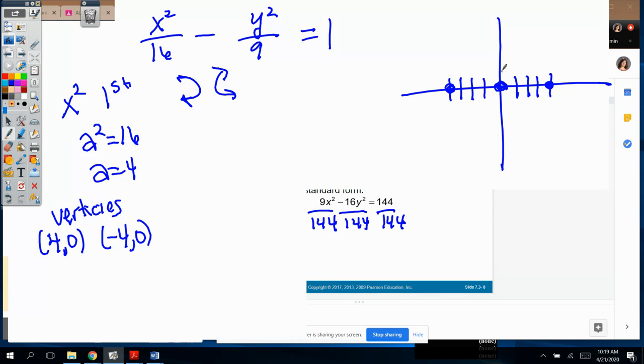Now we'll go in the B direction, 3 and 3. And those are not points on the hyperbola. Those are just going to help me draw in my dotted box. So you draw in your dotted box. It used to be that's all you would do for your ellipse, but now we're drawing a dotted box there.